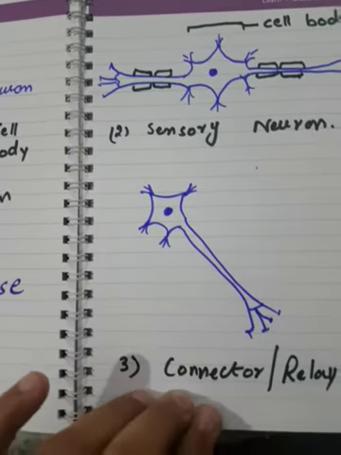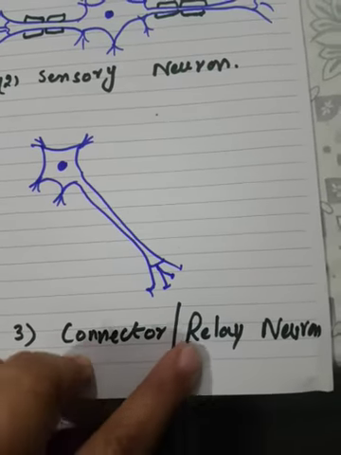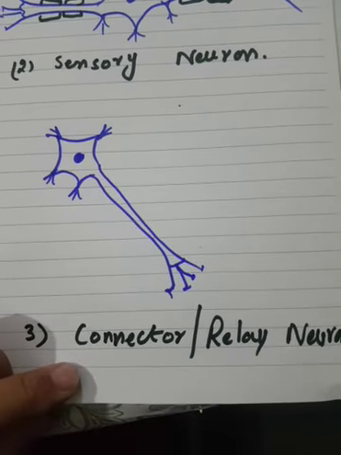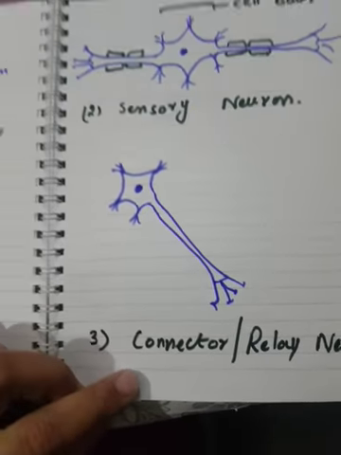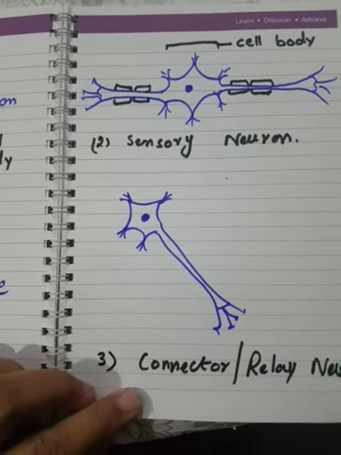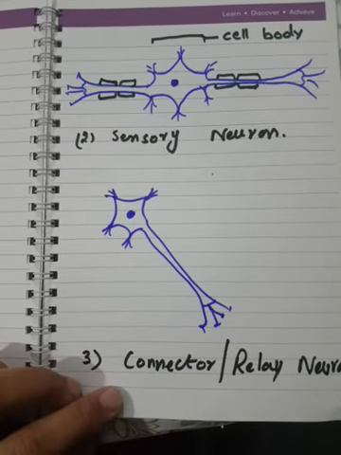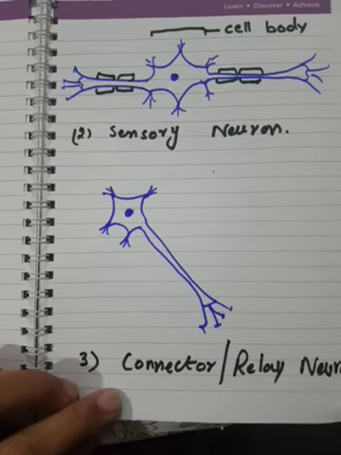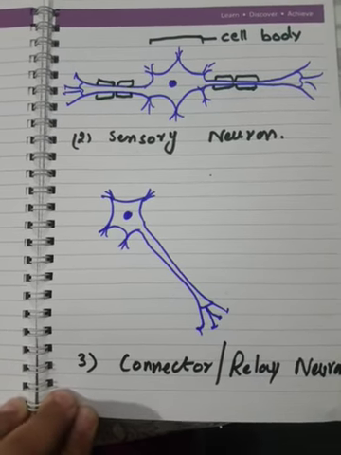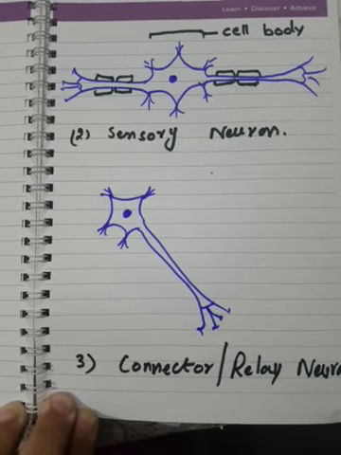And the third type of neuron is your connector neuron. Sometimes it is also referred to as relay neuron, and sometimes the word intermediate neuron is also used. ठीक है, so these are 3 types of neurons. Today we just learned about the structures of these neurons. Our next lecture will be about the topic called reflex action, and we will learn about these 3 neurons with respect to our new topic, that is reflex action.